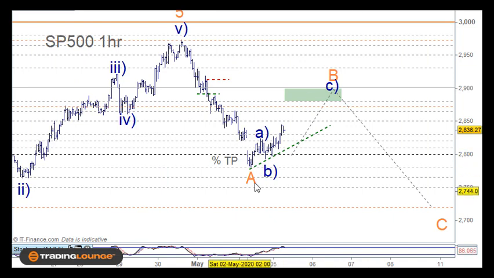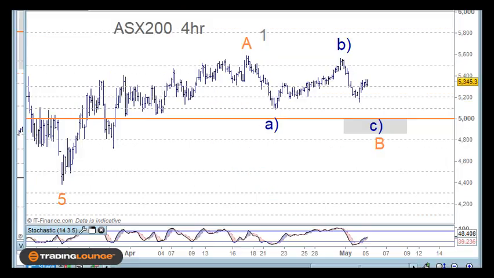So in a nutshell, we're looking for a move up. This may not get all the way up here, may just get to here somewhere and then roll over from that point. Because we've got 5 waves here, we'll get 3 waves here and then a move down from that point. So when we're looking at Australia, this is the 4-hour chart, and we're looking for a rally to move back up to the 61.8% mark, and we're pretty close to that. We're at the 50% retracement level at the current top here. So we should see another move down here.